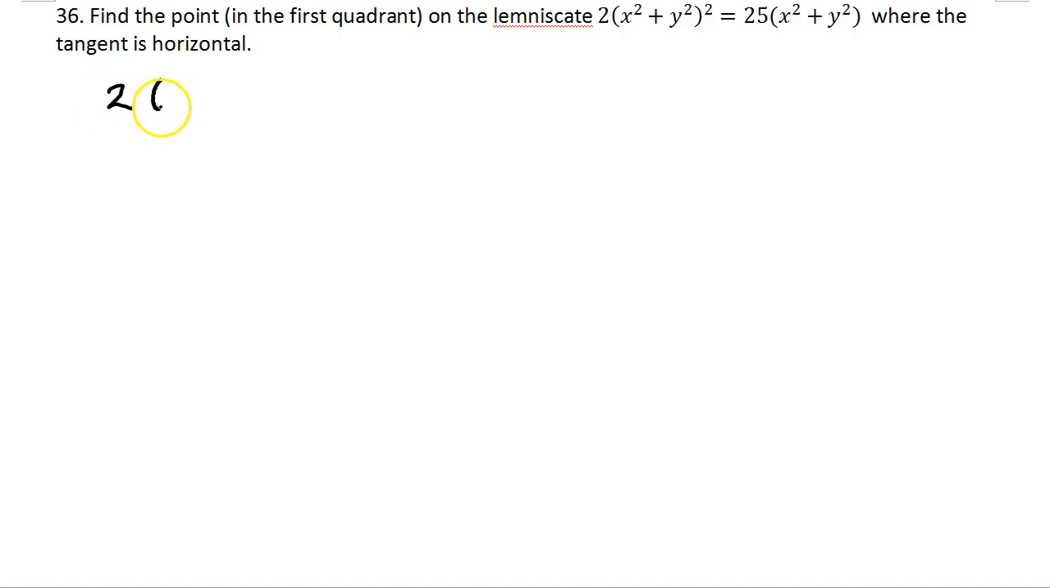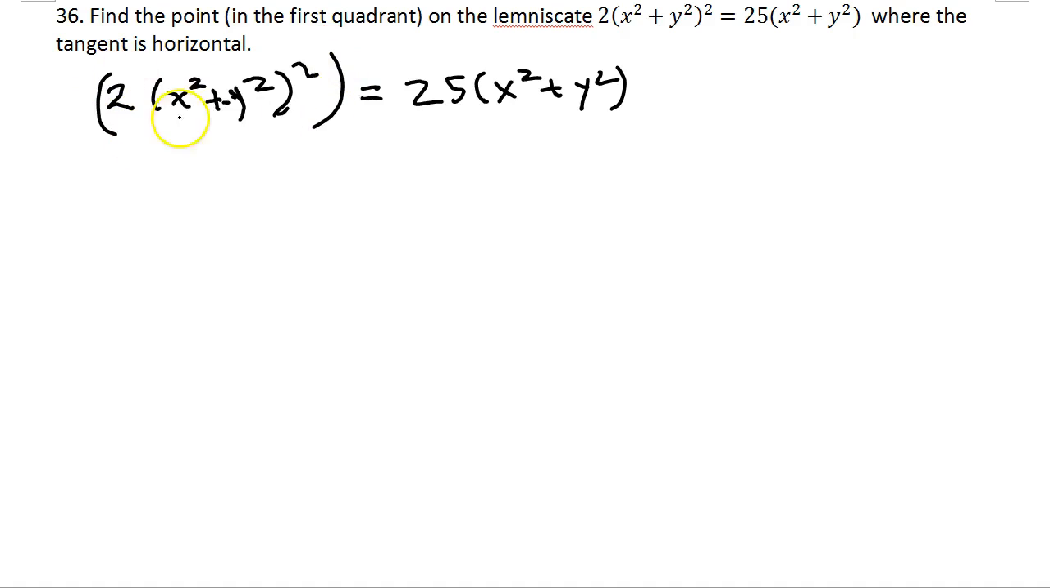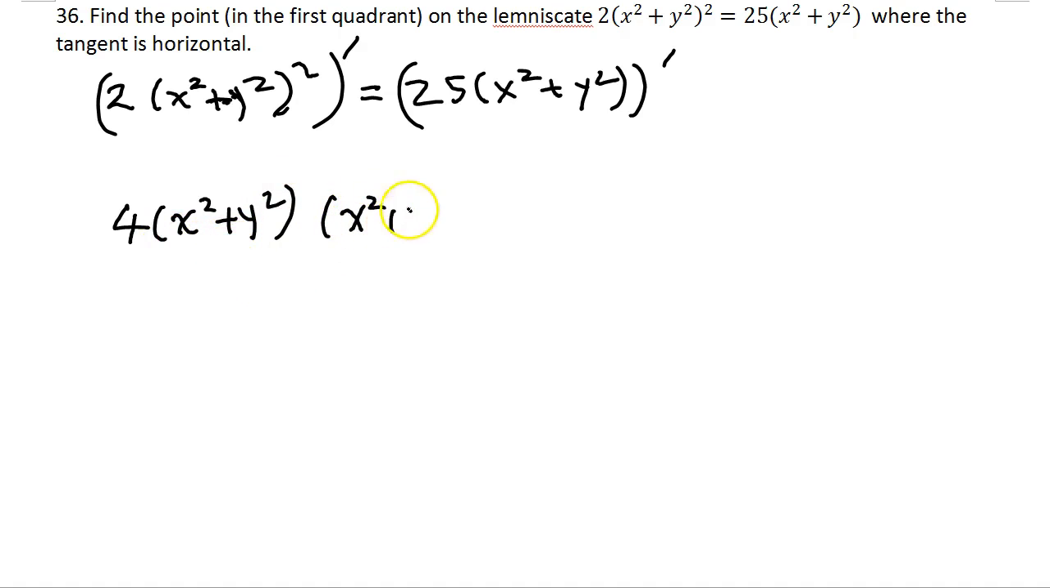So let's see, (2x squared plus y squared) squared equals 25 times (x squared plus y squared), and I have to differentiate both sides. That gives me 2 comes down. This is the chain rule because I have something complicated. That's the inside function, and the squared is the outside function, so I have to use the chain rule to bring the 2 down. It's 4 times (x squared plus y squared). This inside function has to be pulled out, and it has to be differentiated.